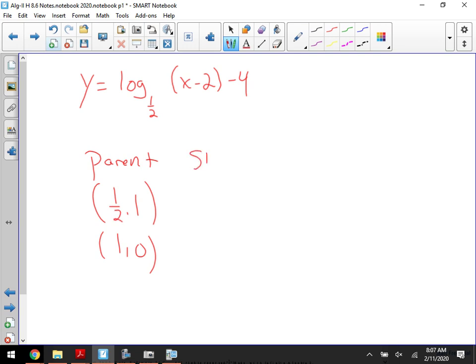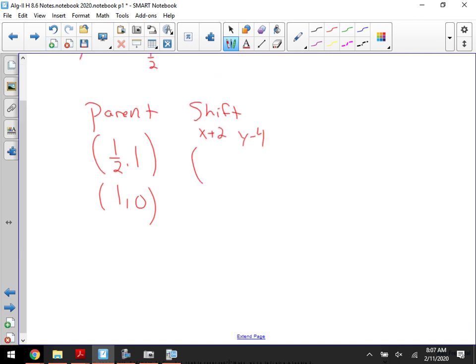The shift is your h and k. Well, our h is 2, our k is -4. So x plus 2, y minus 4. That gives us ordered pairs then at 2.5, -3, and 3, -4. Okay.